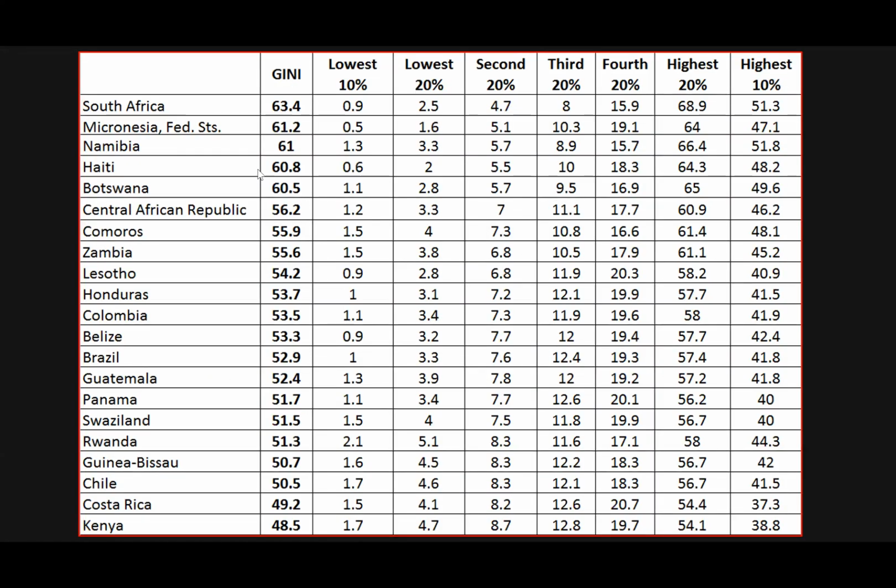Another fact that's important for this is the Gini coefficient, and that's the measure of inequality in a country. The one that scores the highest in the world is South Africa, meaning the highest 10% of their population has over half the wealth, whereas the lowest 10% has less than 1% of the wealth. And as we go down here, we have Namibia, Botswana, Central African Republic, Zambia, Lesotho, Swaziland, Rwanda, Guinea-Bissau, Kenya. So these are the ones that have the worst inequalities. And we saw that in South America and Latin America in general, but Sub-Saharan Africa is even higher.